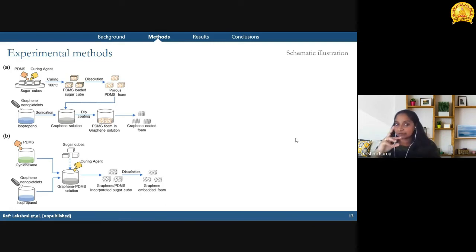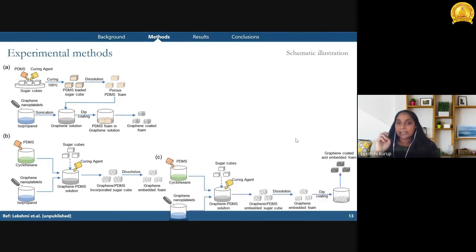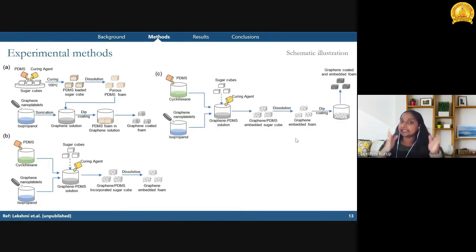So here come two different forms: one is the graphene coated form and the other is the graphene embedded form. The third one is a combination form, in which we have coated as well as embedded. So at first we have to make an embedded form, and then we graphene coat it, understood? The third one is a combination of the first two methods.